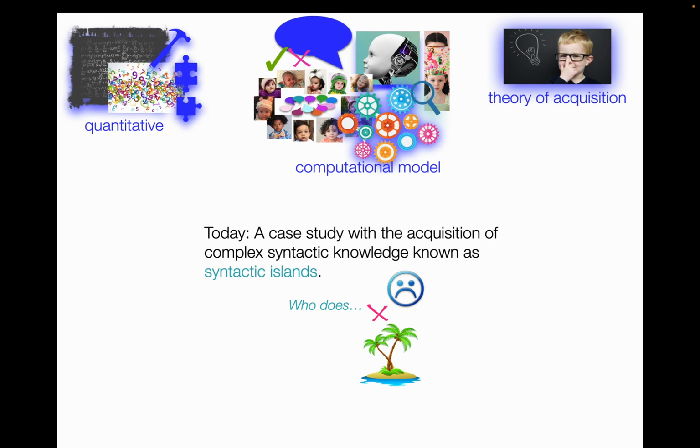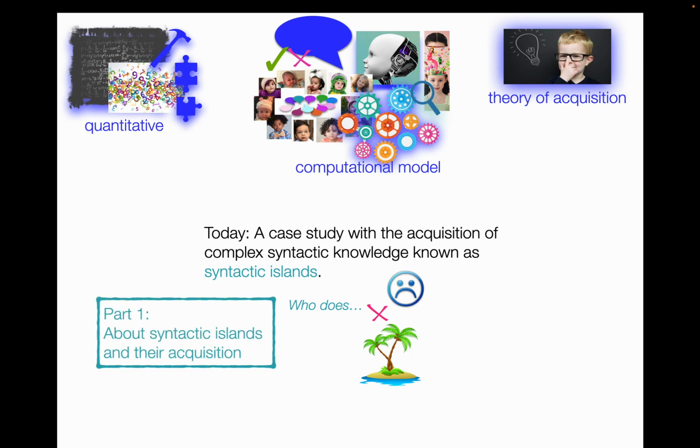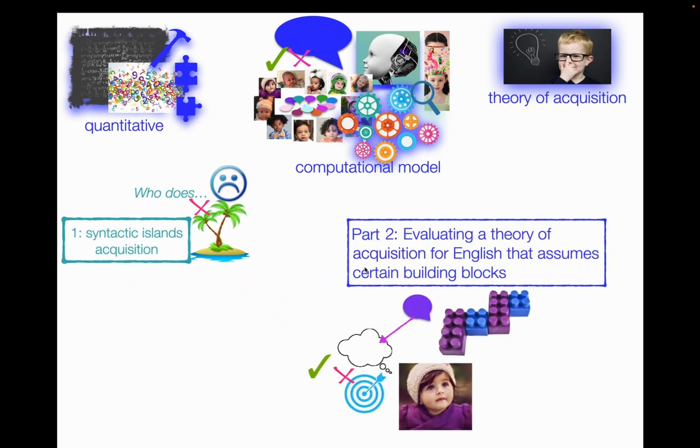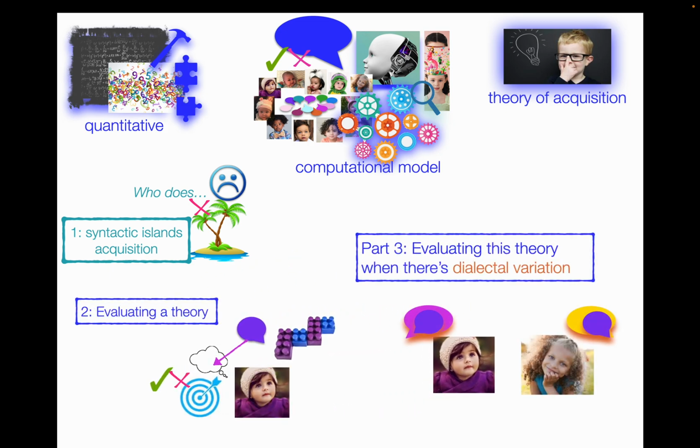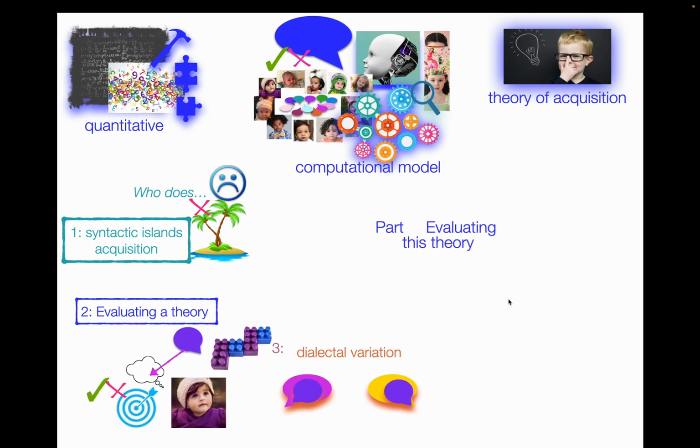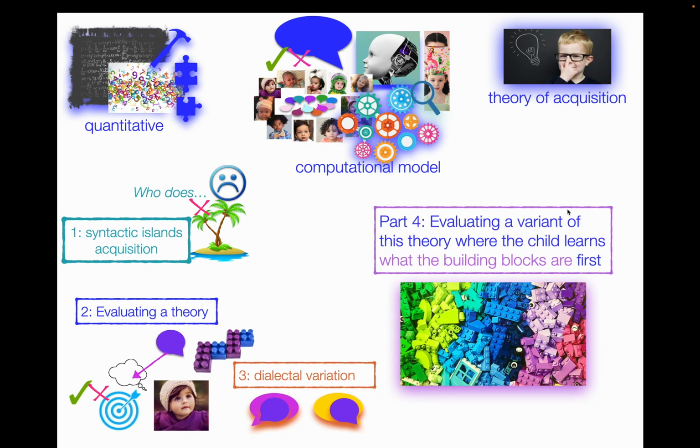So today, I want to do this on a case study that I've been working on for a while about the acquisition of complex syntactic knowledge, sometimes known as syntactic islands. In the first part, we're just going to talk a little bit about syntactic islands and what we know right now about their acquisition in kids. Part 2 is I want to tell you about evaluating a theory of acquisition for English that assumes certain building blocks are involved. Part 3 is going to be evaluating this theory when there's dialectal variation in children's input. And then part 4 is going to be evaluating a variant of this theory where the child actually learns what the building blocks are first.